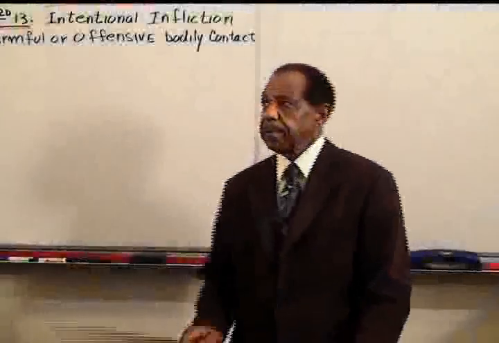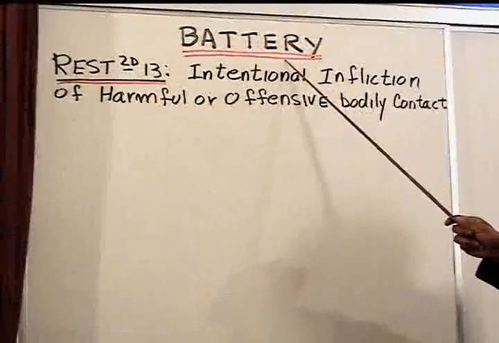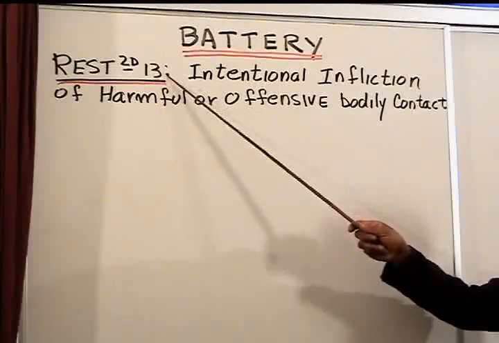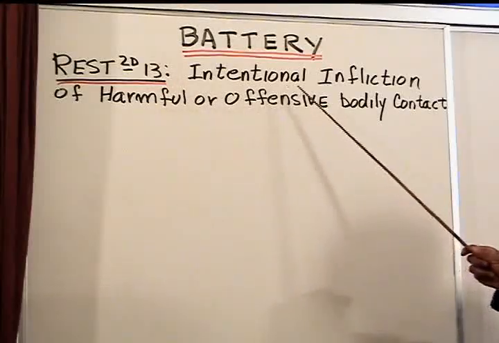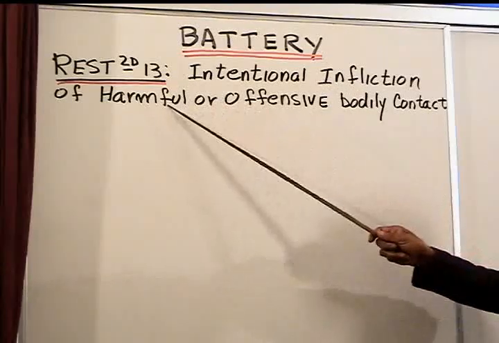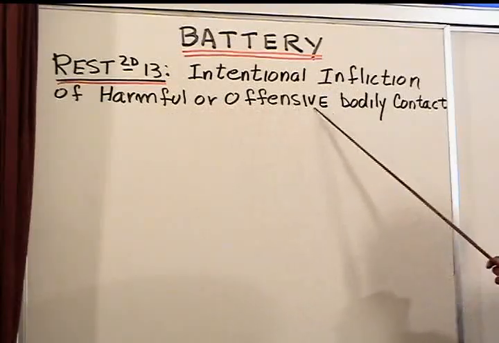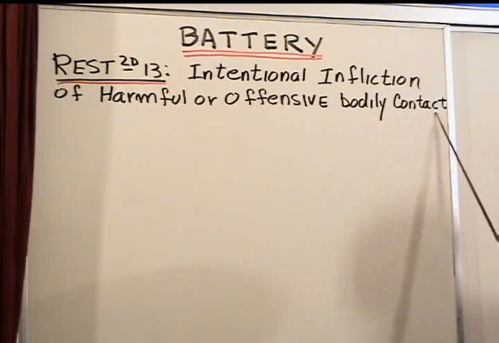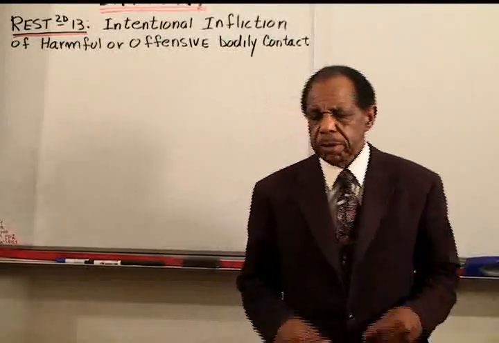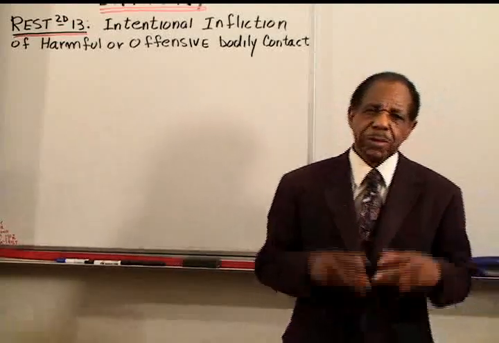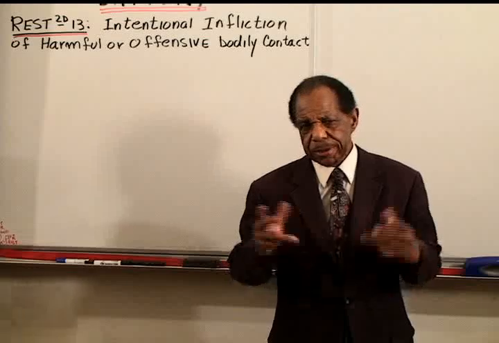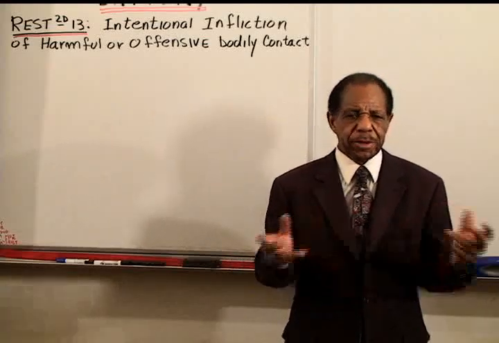This lecture is on battery. Battery is defined in the Restatement (Second), section 13, as the intentional infliction of harmful or offensive bodily contact. The problem that people have with battery is usually the state of mind issue. When someone's been touched, it's the state of mind problems that present the problems.